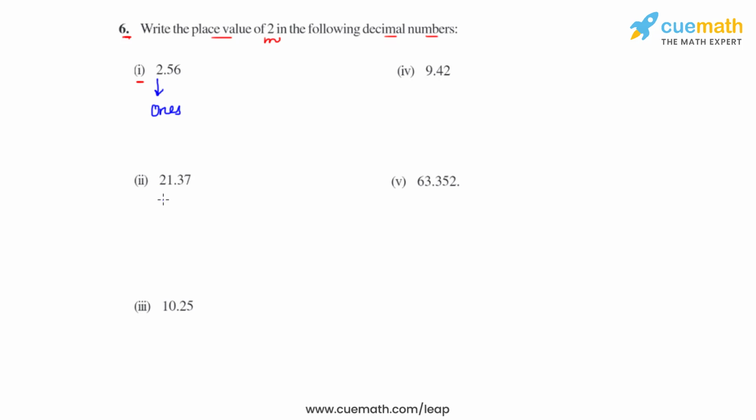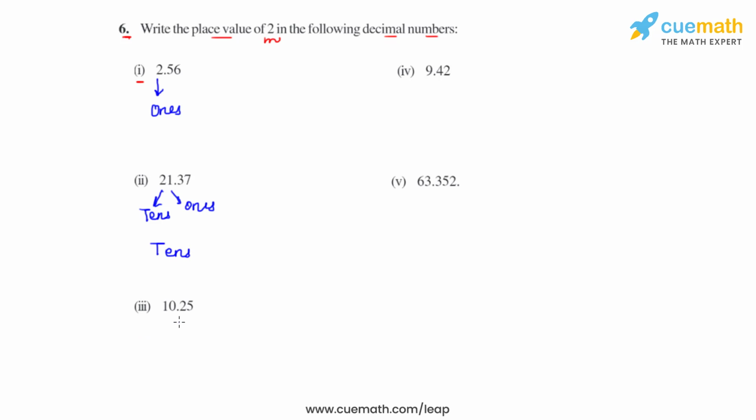Coming to the second bit, we have the decimal number 21.37, wherein 1 is at ones place and 2 is at tens place and it is before the decimal. So the answer for the second bit is tens place.